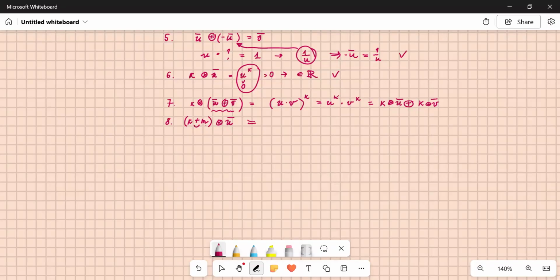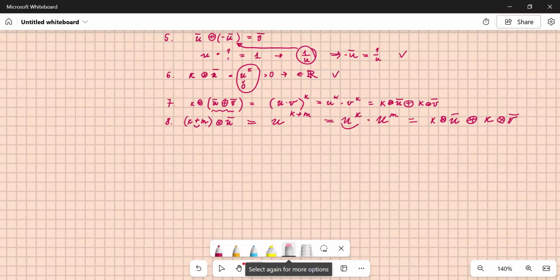So let's see how it's going to work on numbers. We have u to the power of k plus m, and that's just a regular addition. We remember that addition of the powers can be represented as a product of numbers raised to this power, the same base, right? And what is this? This is k multiplication of u. This is addition. And then m multiplication of v. Sorry, not k, m.